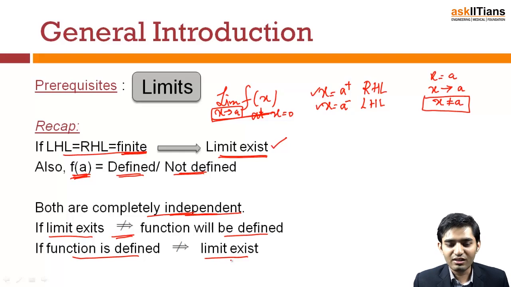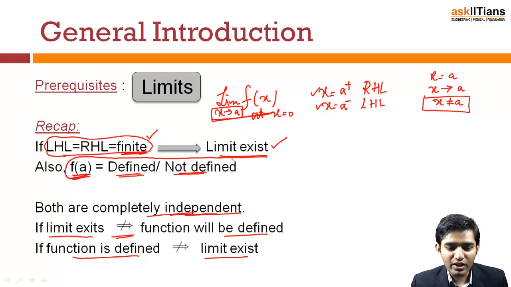So the limit is completely defined by this definition, which is LHL is equal to RHL is equal to finite. If this definition is satisfied, then we will say that the limit exists, otherwise the limit will not exist. Also, we can check whether the function is defined or not at x equal to a, by the graph or from the definition of the function, how the function is defined. From there we can check it.